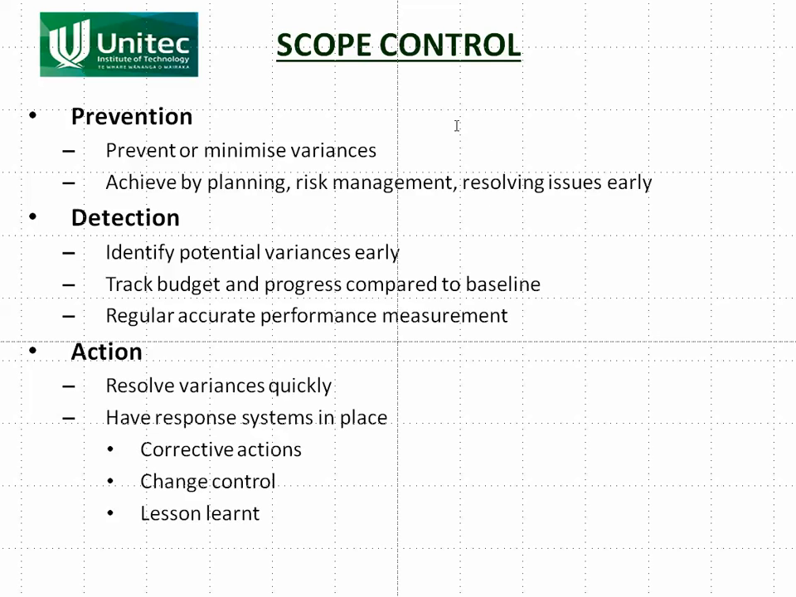So scope control, prevention: prevent or minimize variances. Make sure the client is really aware of what you are going to deliver so that they're not going to come along halfway through the project and ask for changes. So remember, variances and changes, same thing. During the planning stage, you need to make very sure that you're covering everything, that the scope includes everything that's required to be done. You need to be looking at the risks.